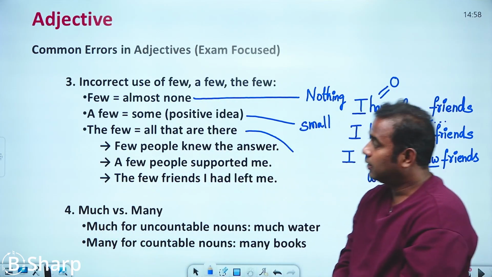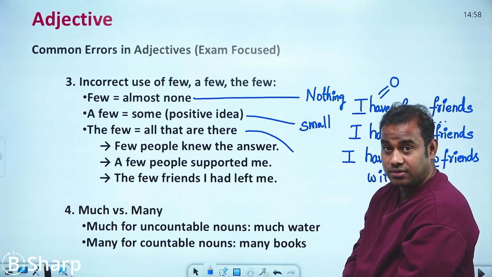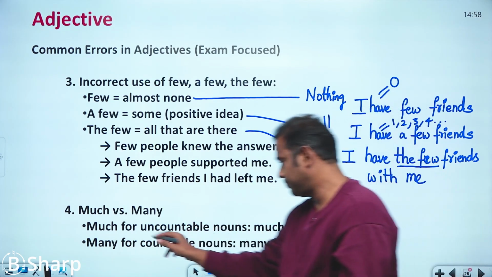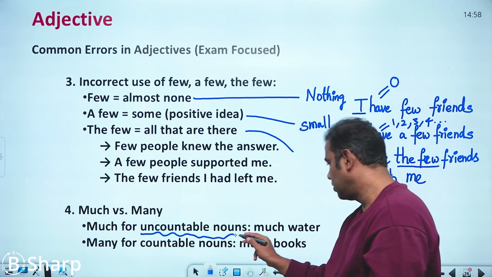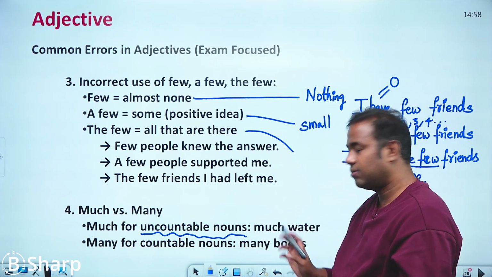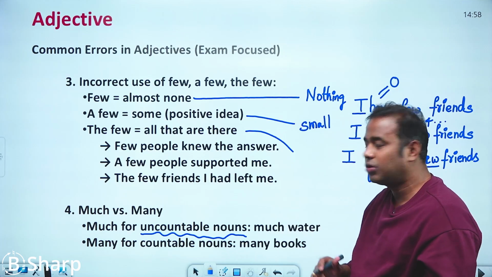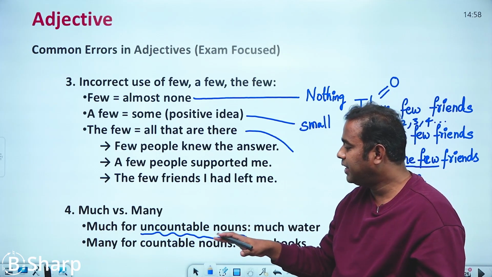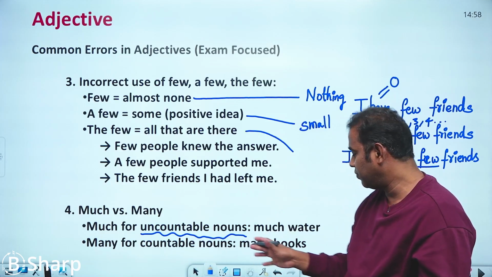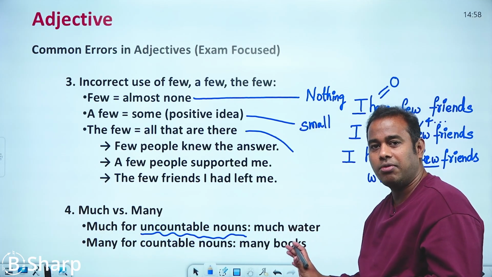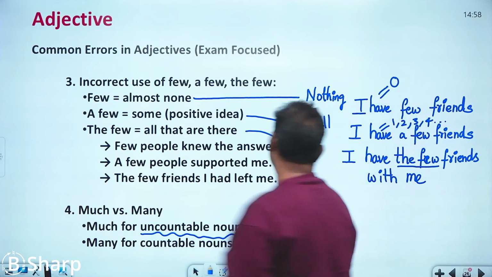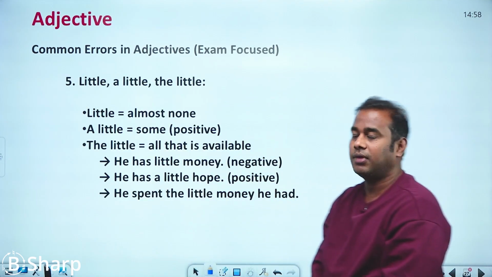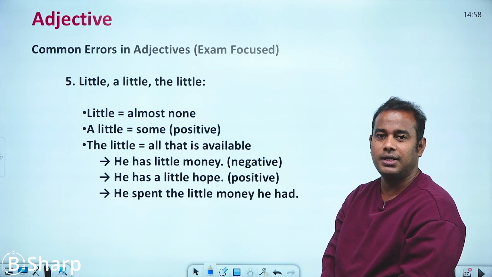The next one is much versus many. Much is generally for uncountable nouns, so much water, so much oil. When you cannot count something, you use much. Whereas many is generally used for countables. We have many books, you have many pencils, like this you will be using.